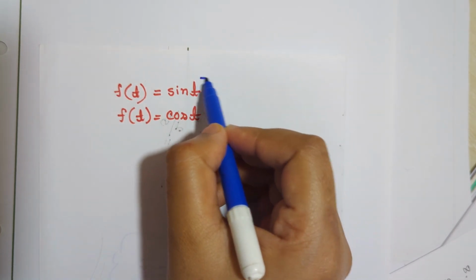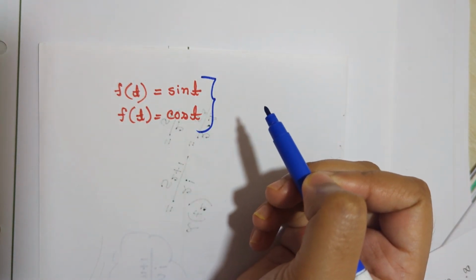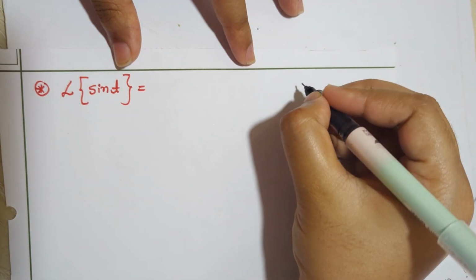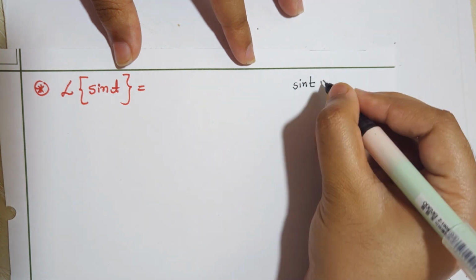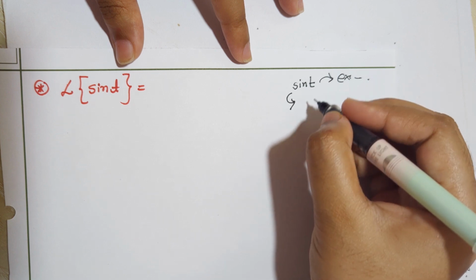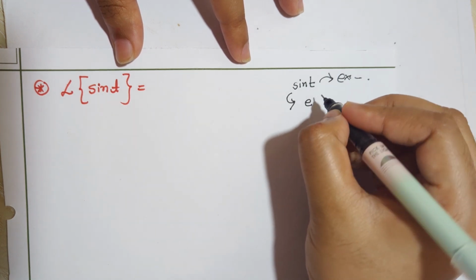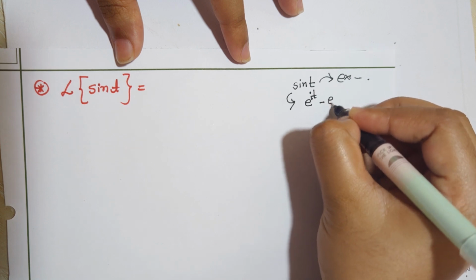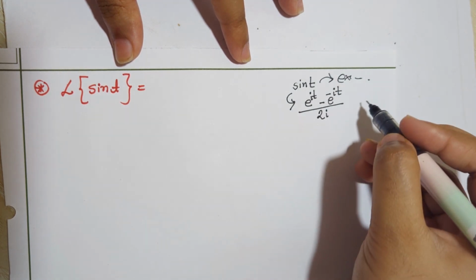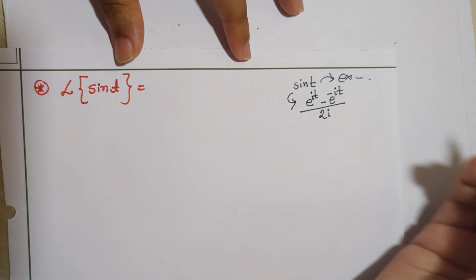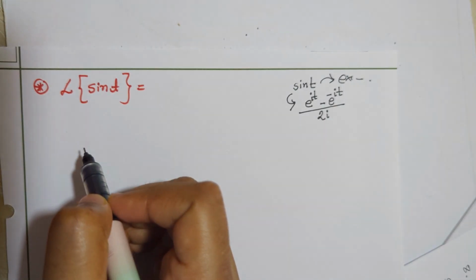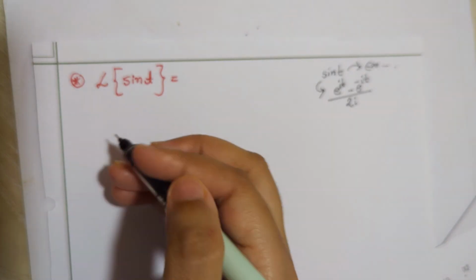Now we will see the Laplace transform of these two basic trigonometric functions, sin t and cos t. Let's break down the sin t function in terms of exponential functions. If we break down sin t, we find the exponential form: e to the power it minus e to the power minus it, divided by 2i. We get this from the equation of e to the power it, or something like this variable. So at first we will break sin t into exponential functions.